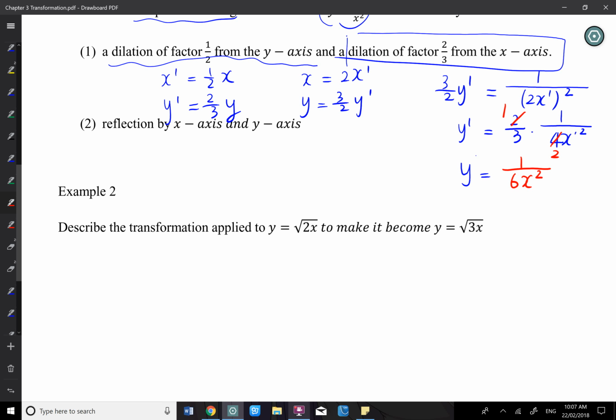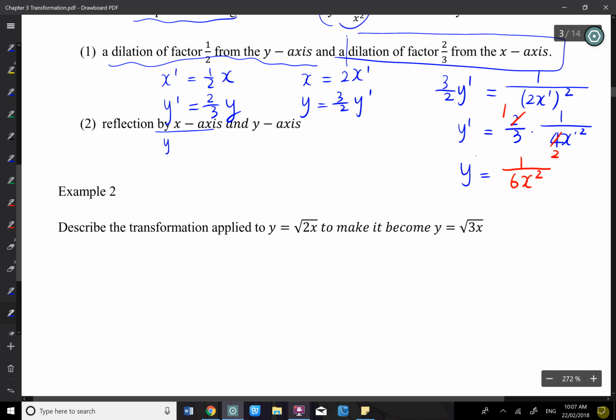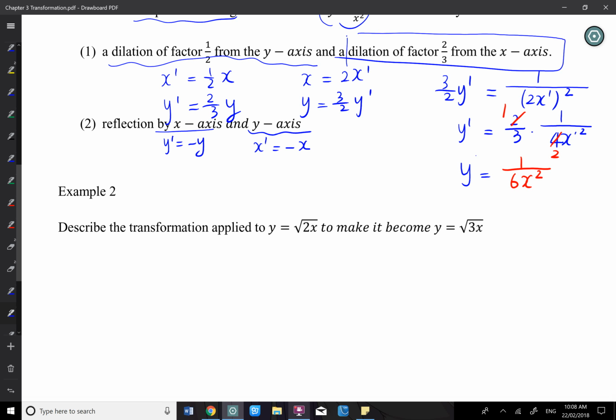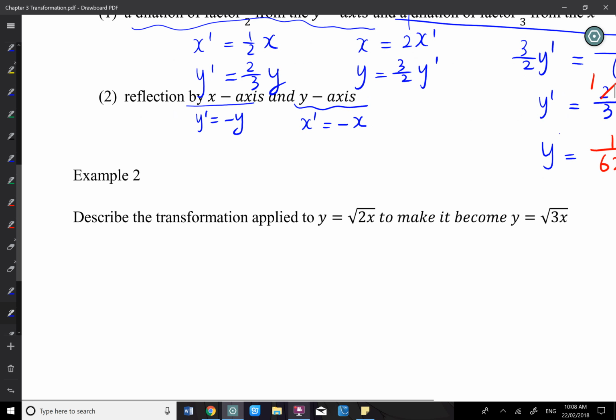So similarly, we can see number 2, reflection by x-axis and y-axis. So reflect by x-axis, I will have y dash equals to minus y. Reflecting y-axis, I'll have x dash equals to minus x. Okay, you need to know what is changing. If you reflect by x, you will change the y. If you reflect by y, you're going to change the x.